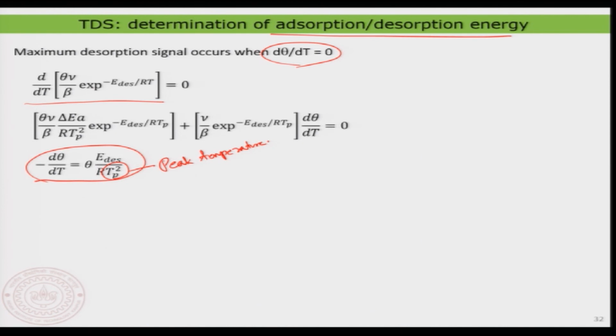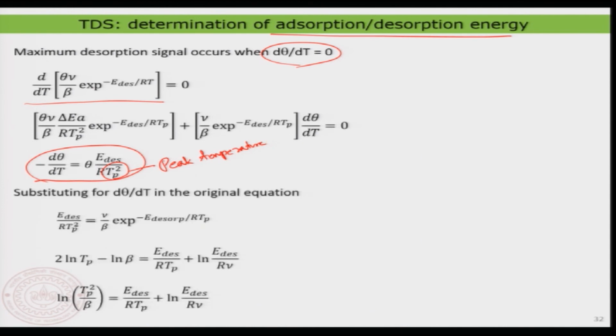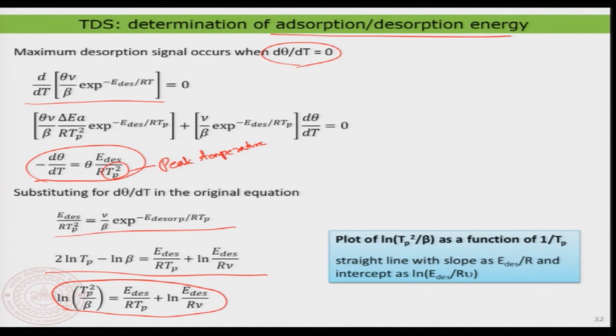Now, you can substitute this d theta by dt in the previous, original equation, and you get this expression. You can put a log on both sides, and then you can finally write the expression in the form of a line-like expression. Now, you see, if I plot log of Tp square by beta, where beta is the heating rate, as you please recollect, as a function of 1 by Tp.